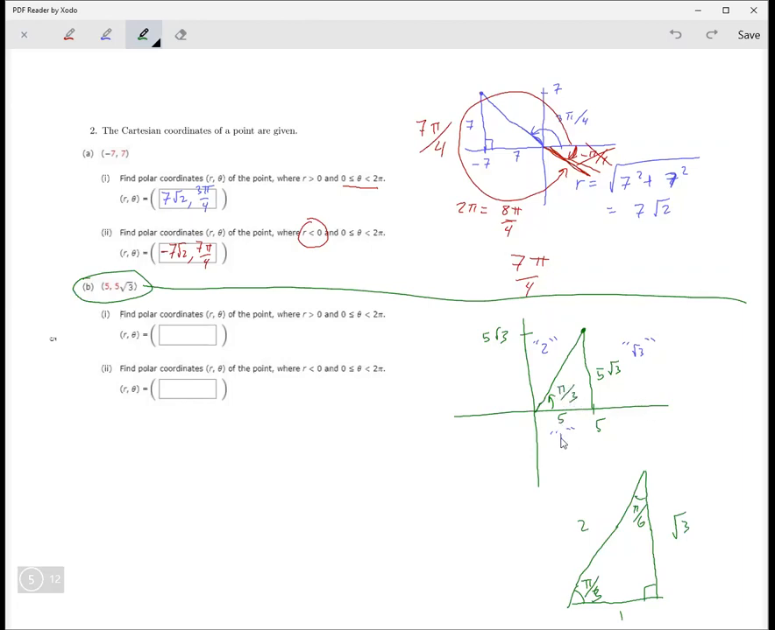And if we're going in the spirit of 1, 2, double 5 is 10. So that's got a big 10. Okay. So the angle is pi over 3, and this distance right here, the radius, is 10. So 10, pi over 3.